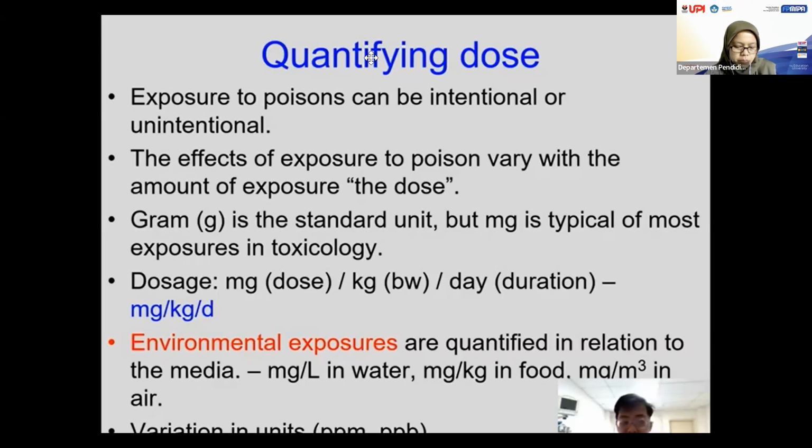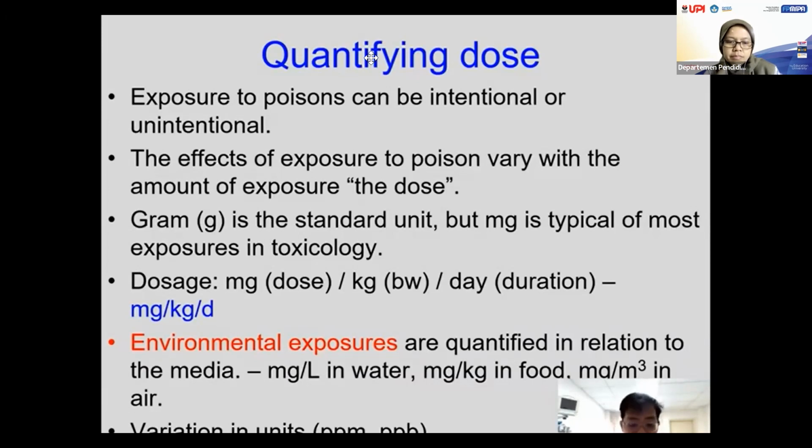Then kilogram means the body weight of that particular organism. Maybe we are talking about humans, maybe something else like animals, like rats. And then days: how many days has this person been exposed? One example is, let's say we are eating something containing MSG. MSG is monosodium glutamate. It's a very commonly used salt in our food to make it nicer, what we call a flavor enhancer.